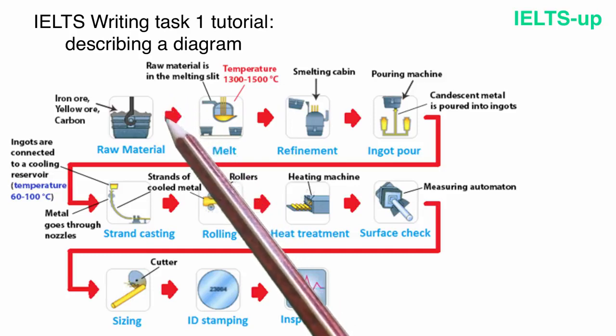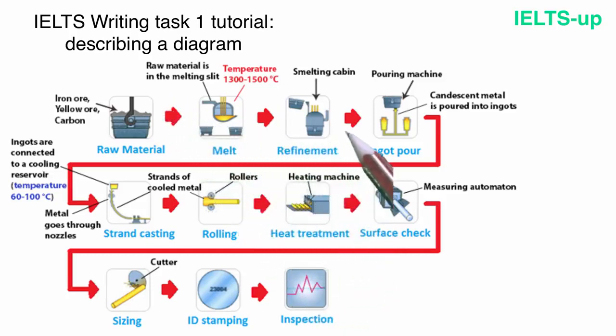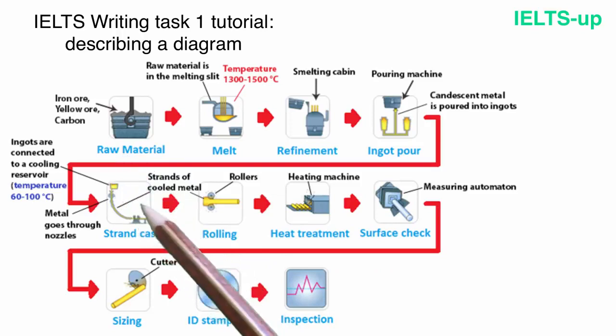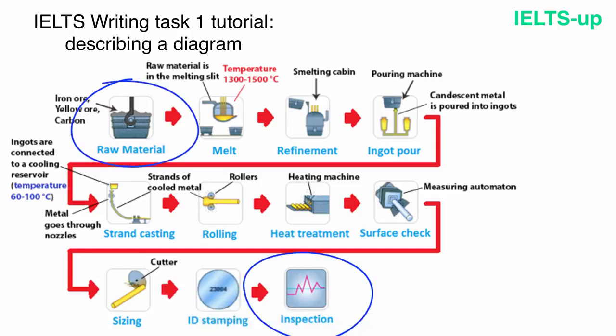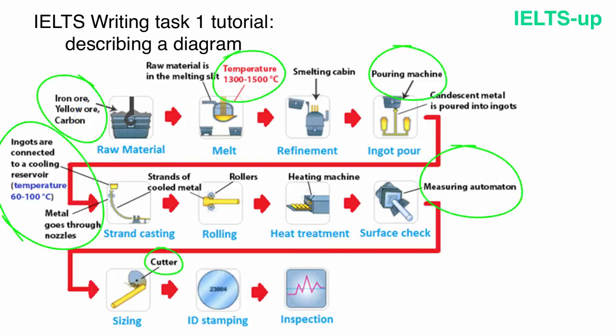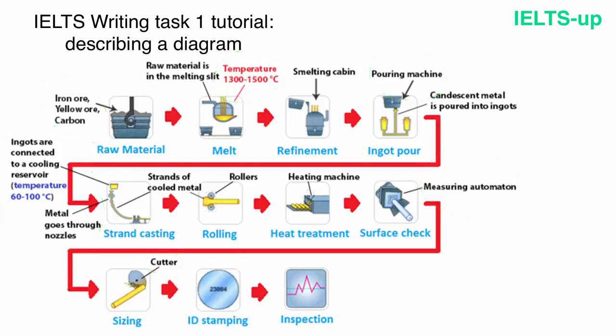It shows the process of manufacturing of metal rods. Each process consists of several stages. The first thing you need to do is to find the beginning and the end of the process. In our case, we start from the raw material and end with inspection. You can see that this diagram has a lot of additional information. This information is provided for almost every stage of your process, but we don't need it for now. We'll focus on it later.